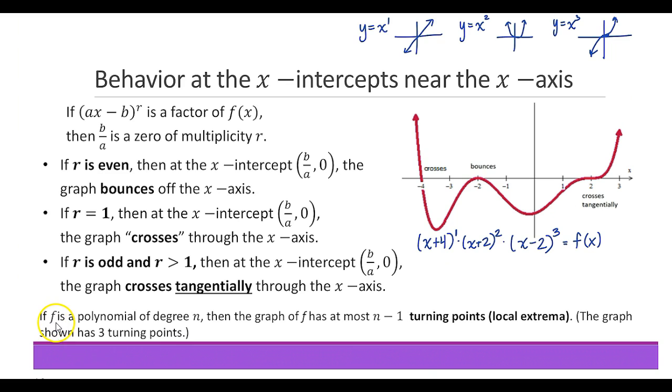Now the last part is if f is a polynomial of degree n, so if the degree of the entire polynomial is n, then the graph of f has at most n minus 1 turning points, or we call those local extrema. So if the polynomial has a degree n, there's one less than that, at most, turning points. So this graph shown here has 3 turning points.